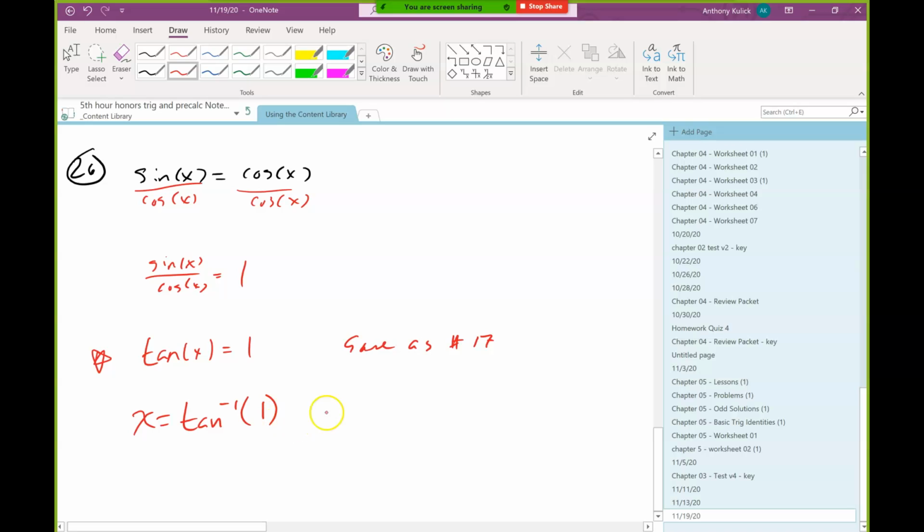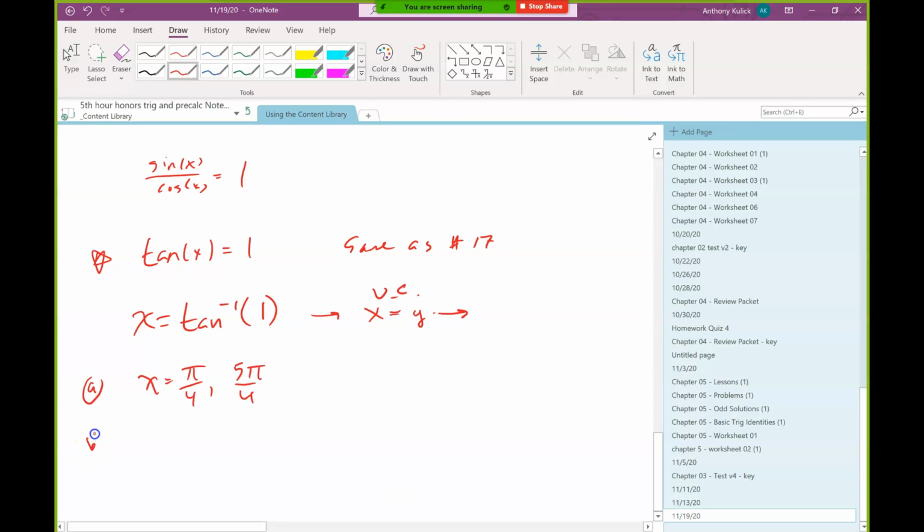All right, so tan inverse of 1, the places where tangent is equal to 1 on the unit circle, that happens at pi over 4 and 5 pi over 4. That's my answer for A. For B, add 2 pi k's. And that's my answer for part B.